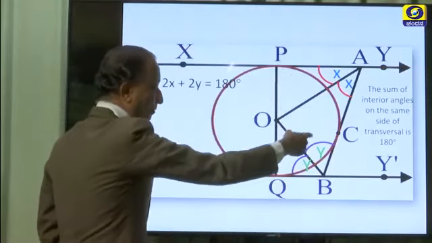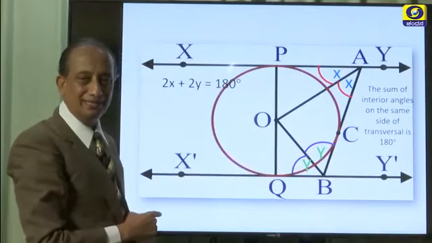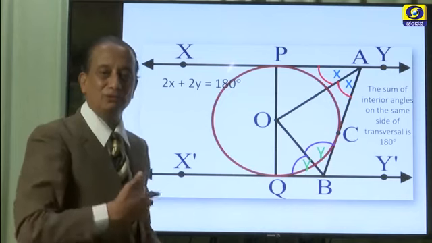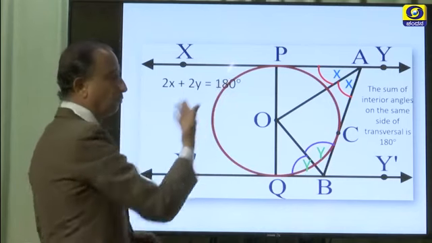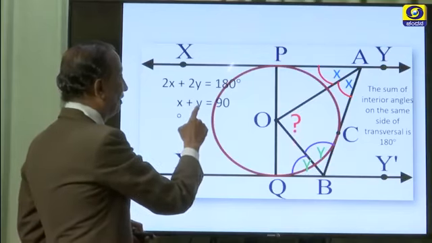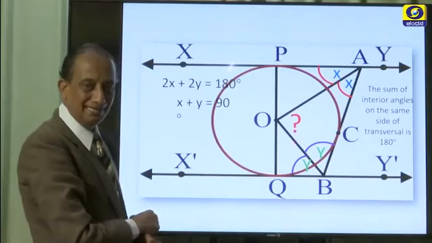So, 2x plus 2y has to be 180 degrees. Now, how to find out this angle using this equation? It is quite simple. Divide throughout this equation by 2. So, you will get x plus y is equal to 90 degrees.